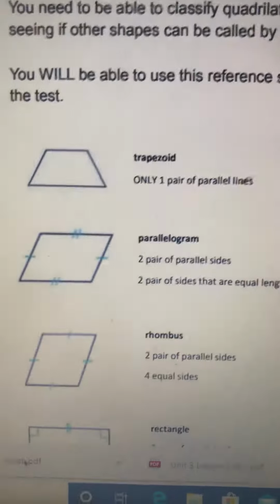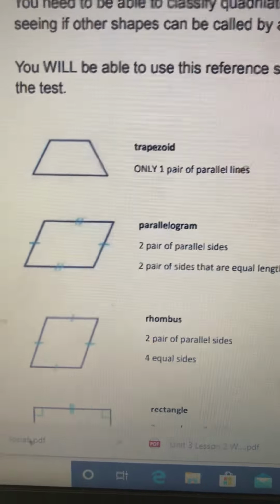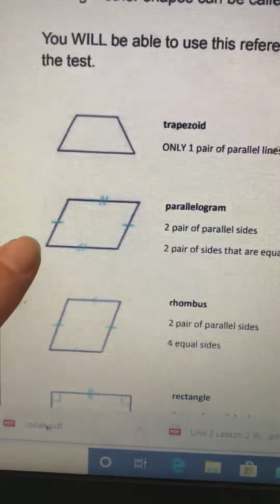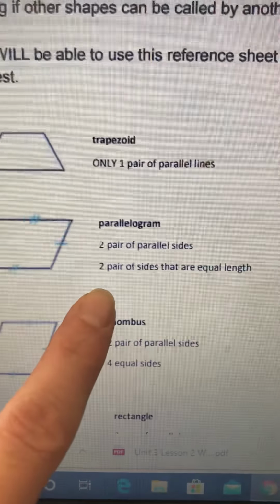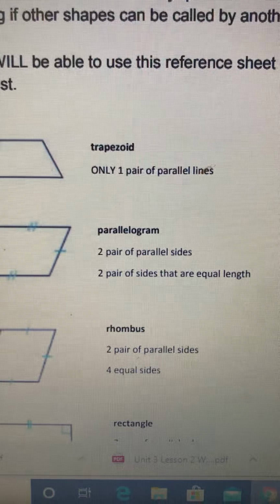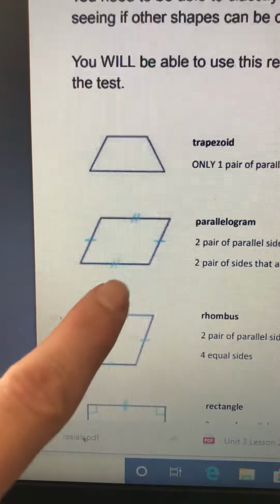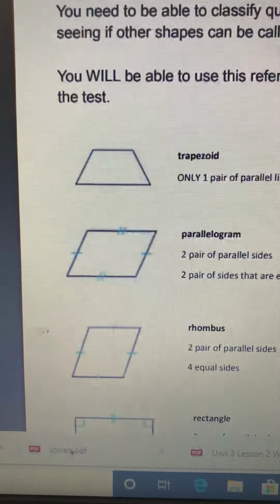Okay? Another example of a quadrilateral is a parallelogram. Now, a parallelogram can look like this, but it doesn't always have to because by definition, a parallelogram has 2 pairs of parallel sides and 2 pairs of sides that are equal length. So this side is equal to this side, and this side length is equal to this side length.